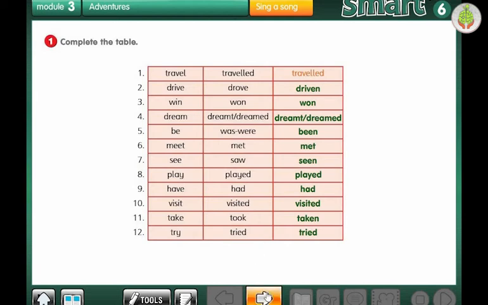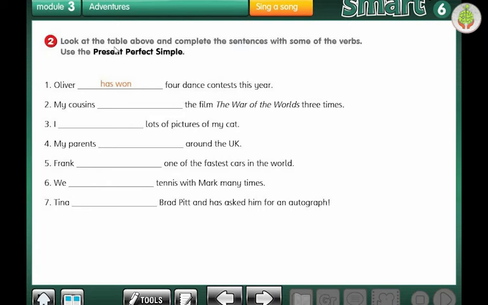Alright, now let's go to exercise 2. Look at the table above and complete the sentences with some of the verbs. Use the present perfect simple. Alright, how about we make a revision about the present perfect simple?